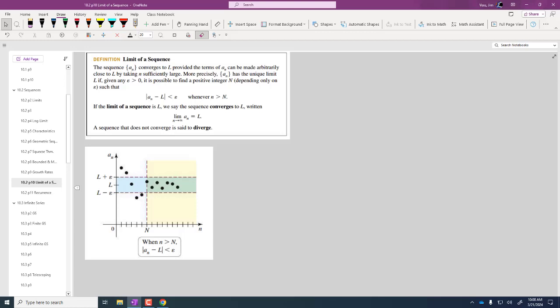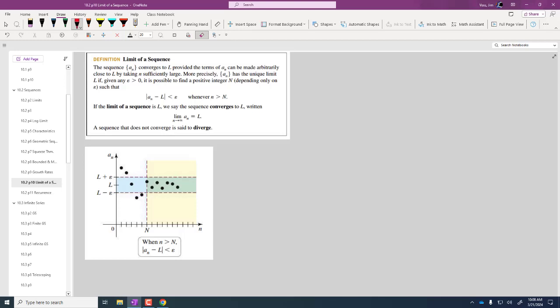So the idea is that this is true, for the limit to exist, this is true for every single epsilon you pick. And so as you start ratcheting the epsilon down, you're shrinking the height of that little tunnel, you have to go further out in the sequence so that the tail is trapped inside that little tunnel. All right, so that's what it means for the limit to exist.